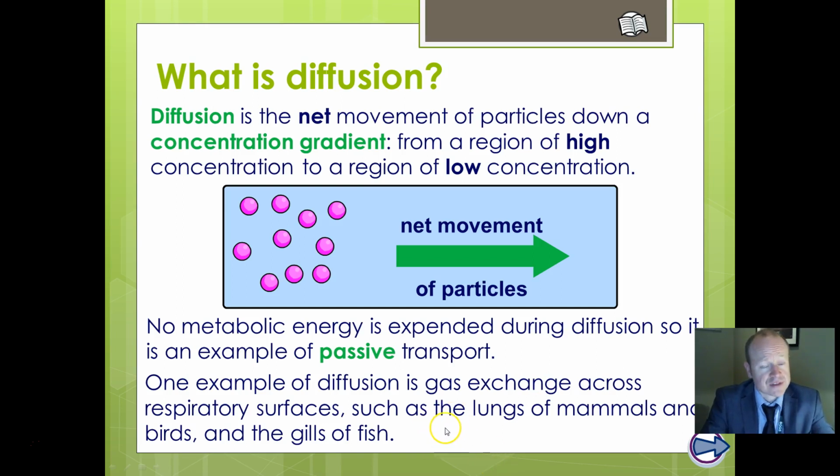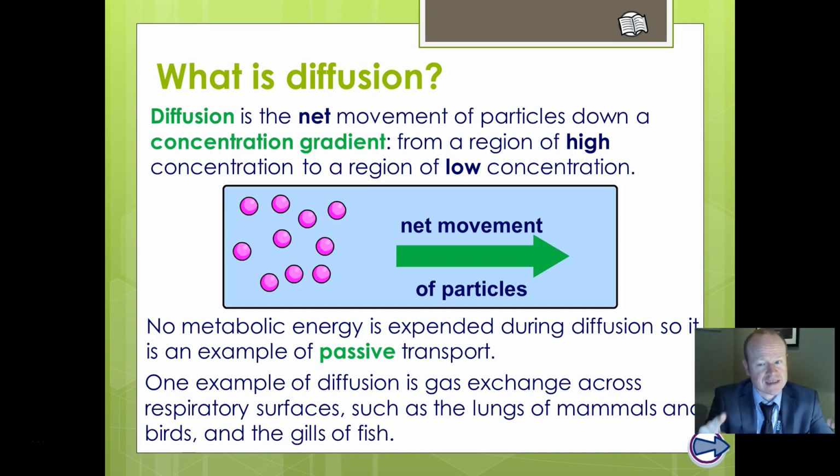There are lots of examples of where diffusion might take place. Gas exchange in the lungs, so oxygen diffusing from the alveoli into the blood capillaries, or carbon dioxide diffusing from the blood into the alveoli. You could think about movement in cells, so oxygen diffusing from the blood to body cells, or carbon dioxide moving from the cell to the blood. I'm sure you can think of other examples.